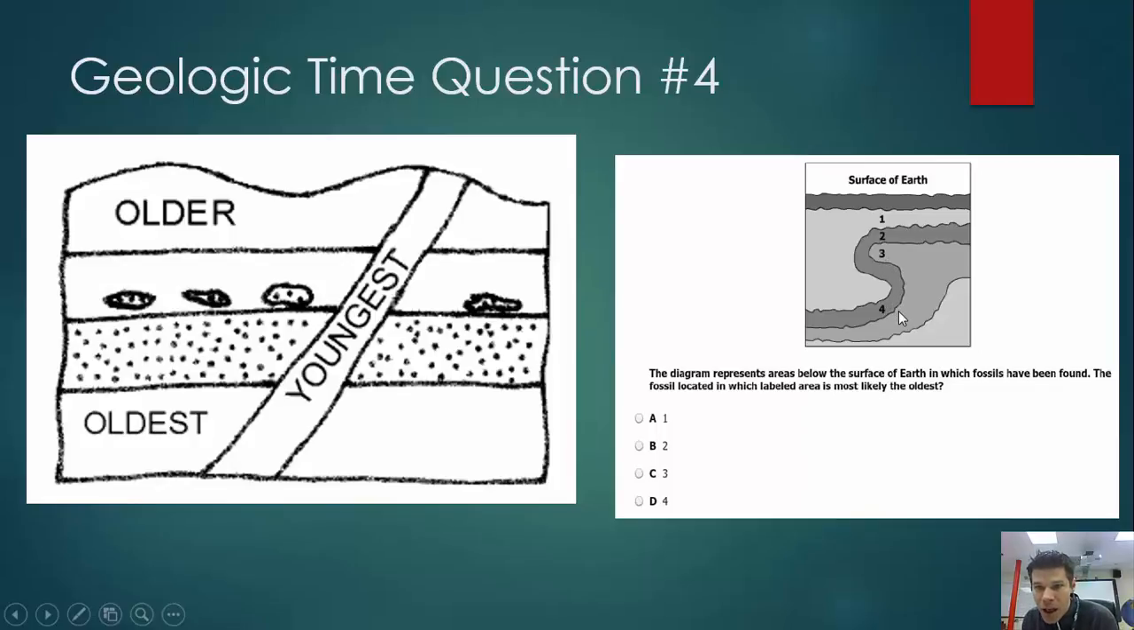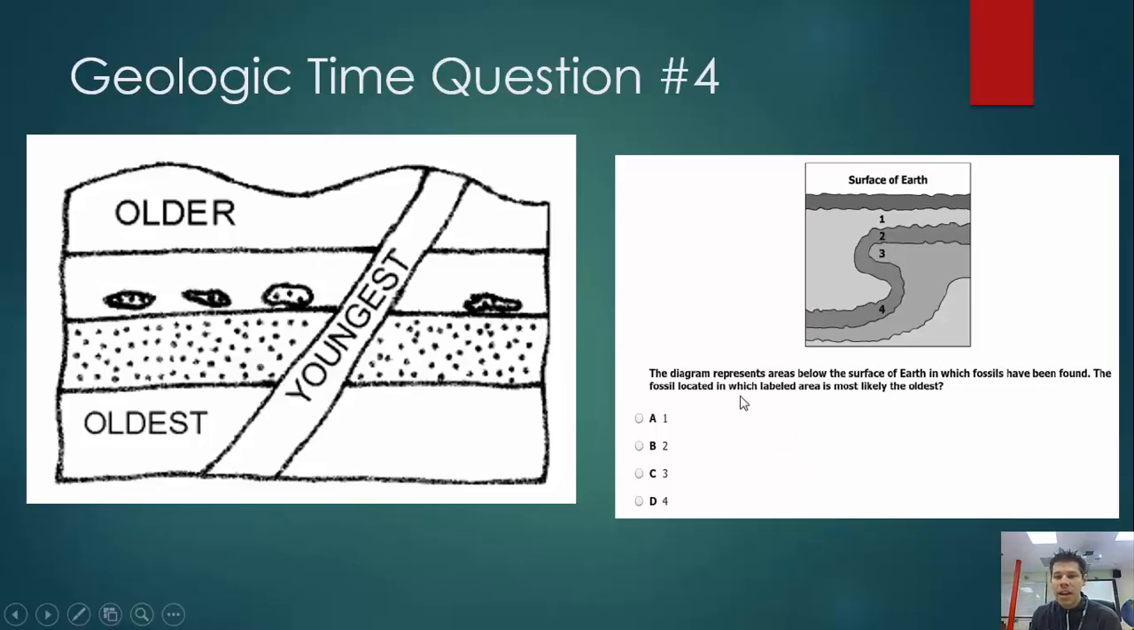And then here's the tricky part. Look at number 4. It looks like it's under 1, 2, and 3, but it's not. Look at number 4. It's the same rock layer as number 2. So number 2 and number 4 are the exact same. And number 3 is underneath that layer.